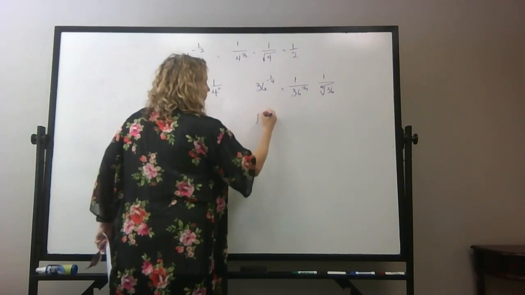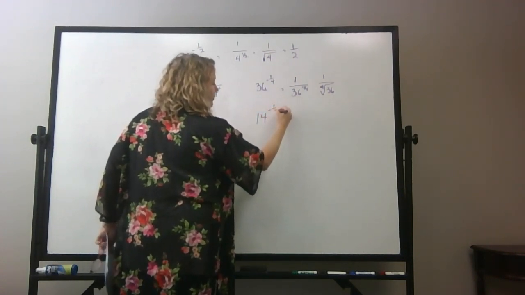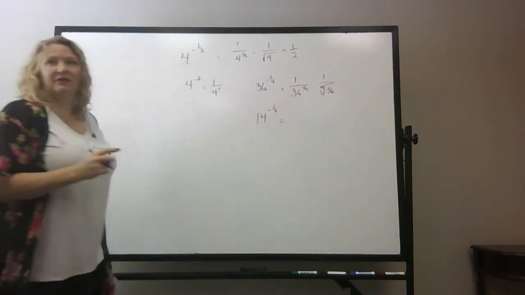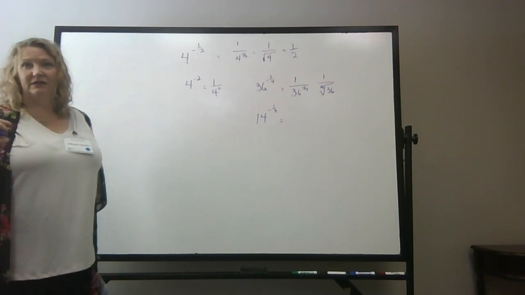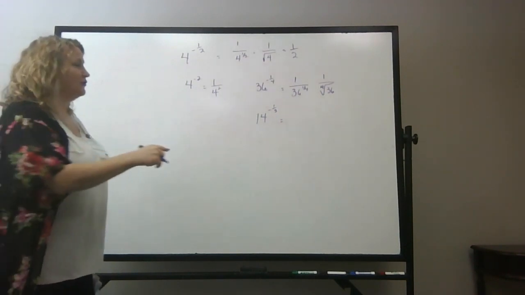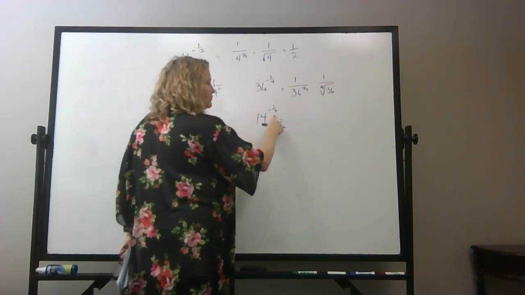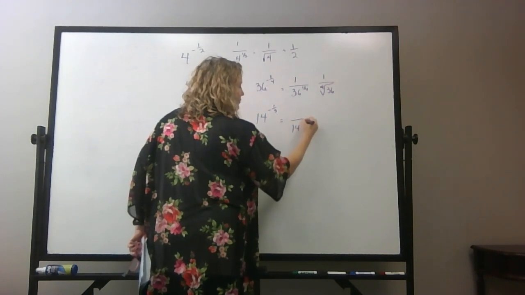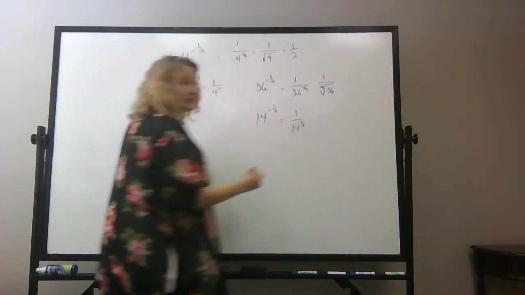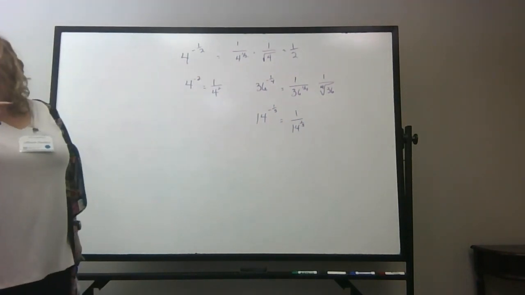So if I have 14 to the negative 1/3, because of the negative, it's going to become the reciprocal, right? So can you take this right here, this 14 to the 1/3, and write it as the reciprocal? So I've got my 14 to the 1/3 written as the reciprocal, right? Now, what kind of root of this am I going to take?